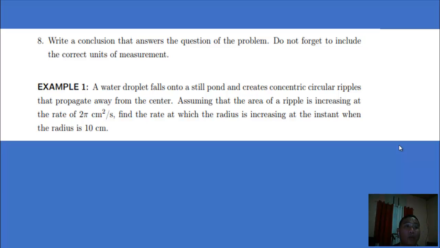For the last, we have to write a conclusion that answers the question of the problem. Do not forget to include the correct units of measurement.